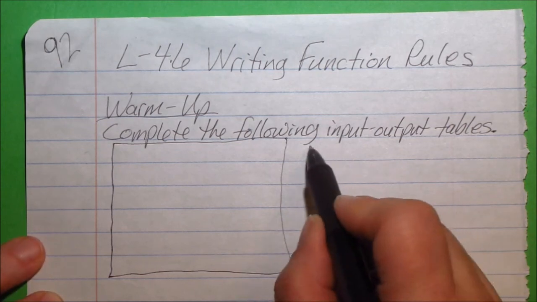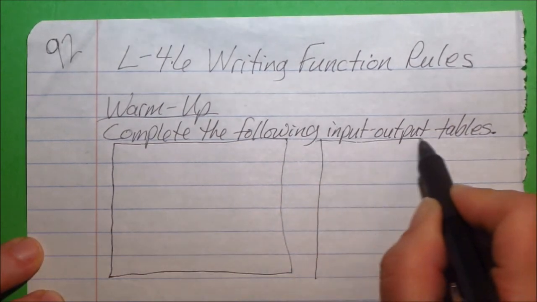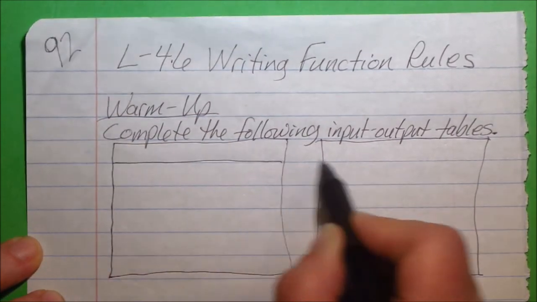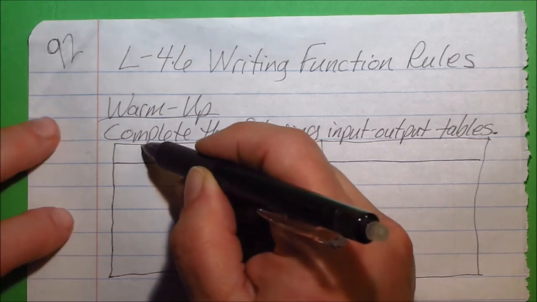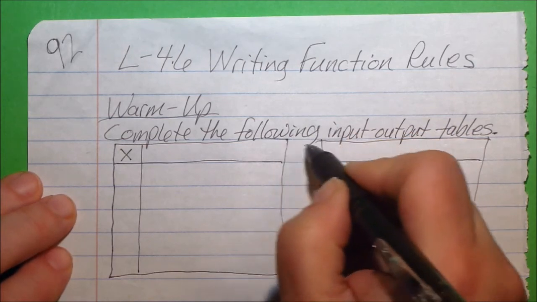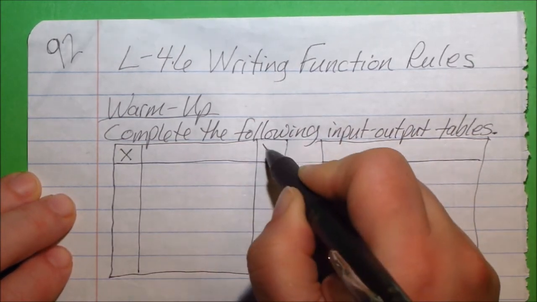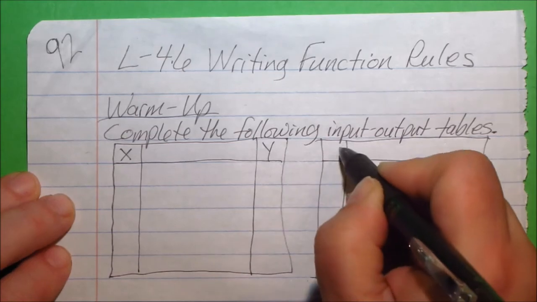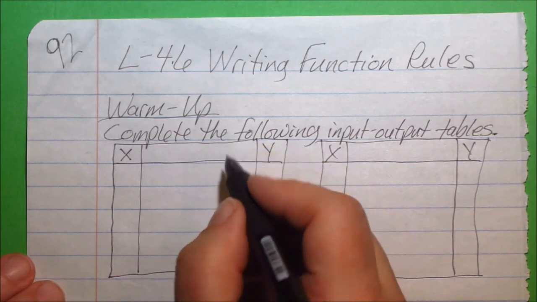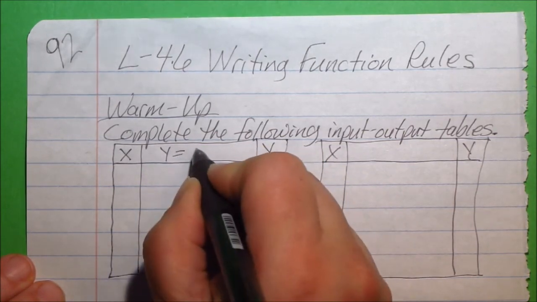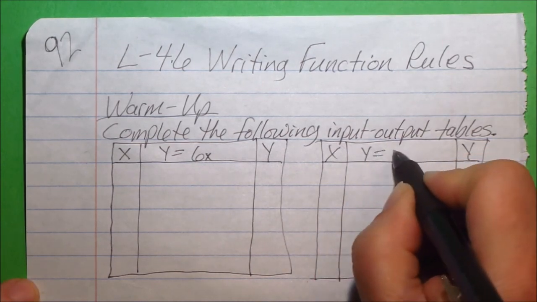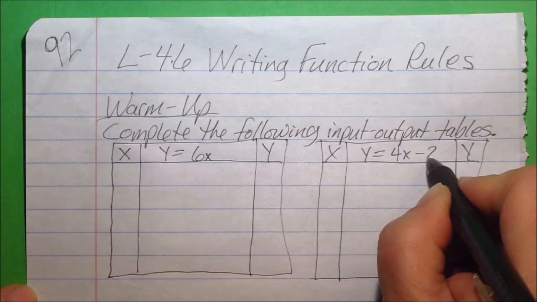And we're going to have 2 of them. And title line, X column, Y column, and the function rule for the first one is y equals 6x, and the function rule for the second one is y equals 4x minus 2.